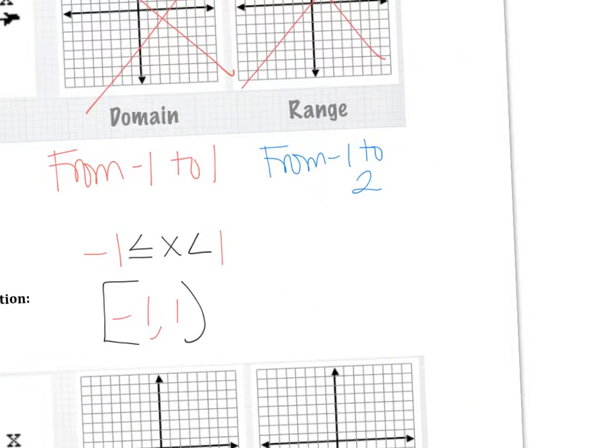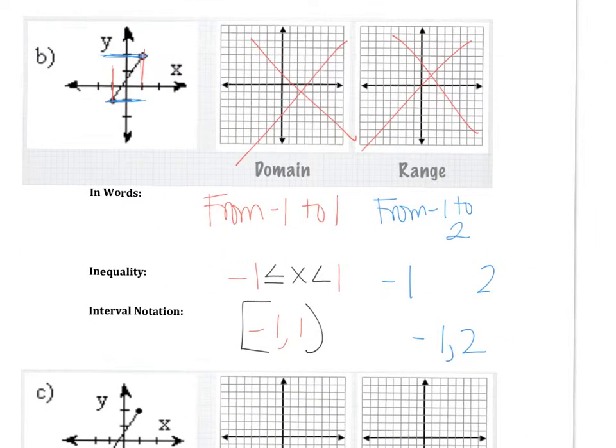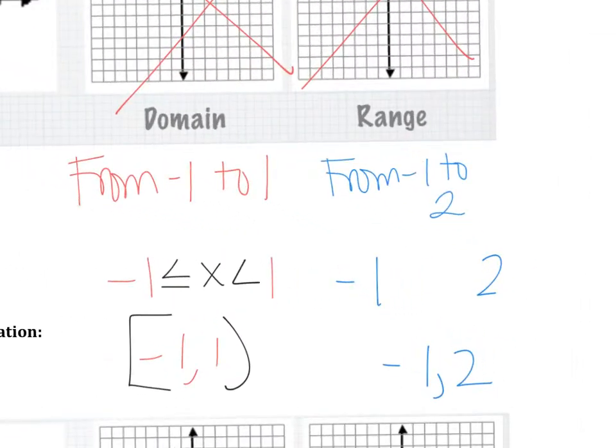We can plug in those numbers into the other two pieces. So we have -1 and 2, (-1, 2). Looking at this graph, we have a closed point at -1 and an open point at 2.